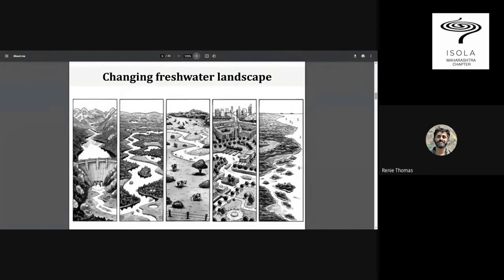So it's basically about values, right? They see rivers as something that should flow. It should not be obstructed. Whereas an engineer will look at it as a floodway, so we need to dam it.